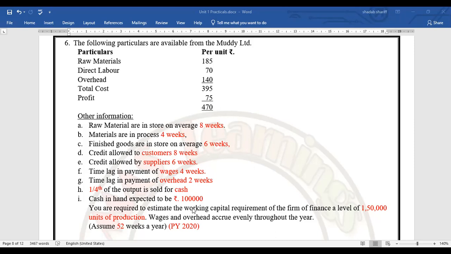Estimate the working capital requirement of a company at the level of 1,50,000 units of production. That is, they are telling if they want to produce 1,50,000 output, then how much working capital they require, that we have to find out for Module Limited. Assume 52 weeks in a year, and wages and overhead accrue evenly throughout the year, that is, it is normal. By taking this information we have to solve this problem.